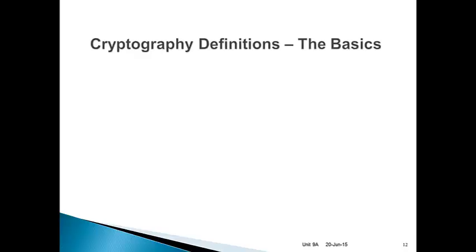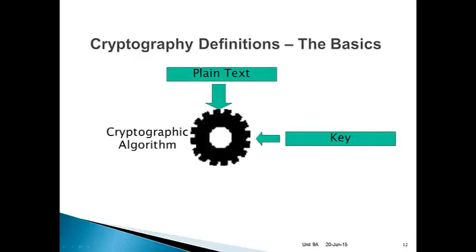Cryptographic definitions, the basics. Plain text. You start with plain text. You then apply the cryptographic algorithm to the plain text with the key. So you take something that's a plain readable message. It could be a picture, could be an MP4 video, could be a text document. And you encrypt it using an algorithm and a key.